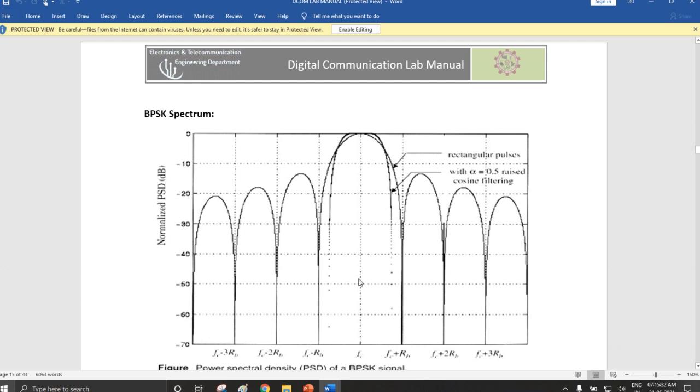So you can see that at the center frequency the amplitude is highest, but the main remarkable thing is that the bandwidth is FC plus RB. This is the spectrum analysis of the BPSK waveform.